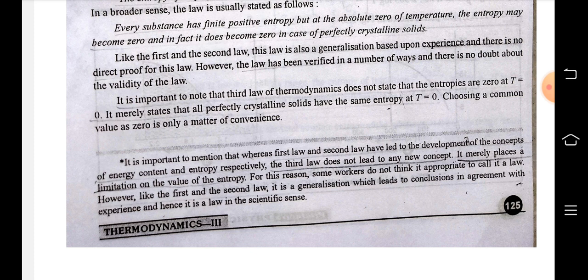However, the law has been verified in a number of ways, and there is no doubt about the validity of the law. It is important to note that the third law of thermodynamics does not state that the entropy is 0 at T equal to 0. It merely states that all perfectly crystalline solids have the same entropy at T equal to 0. Choosing a common value as 0 is only a matter of convenience.